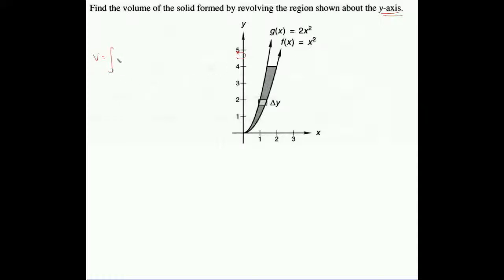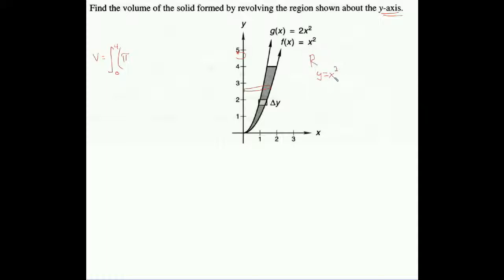So we want to do things in terms of y. So here we're going from 0 to 4, pi. So we're going to do our larger radius squared minus pi times the smaller radius squared. The larger radius is this outer one. So that comes from y equals x squared, but we're rotating it about the y-axis. So y equals x squared, which is going to be our capital R.